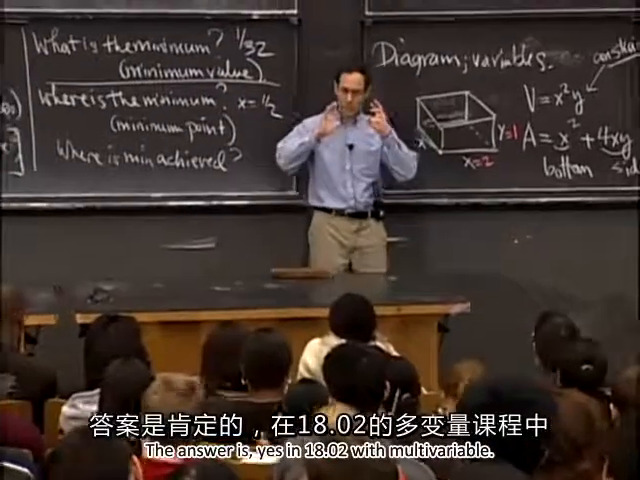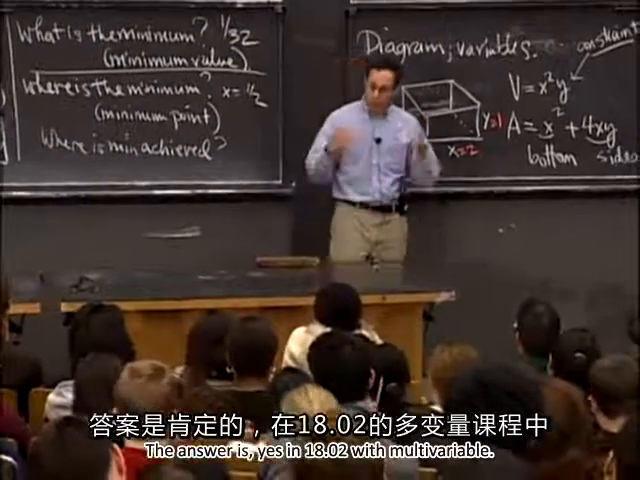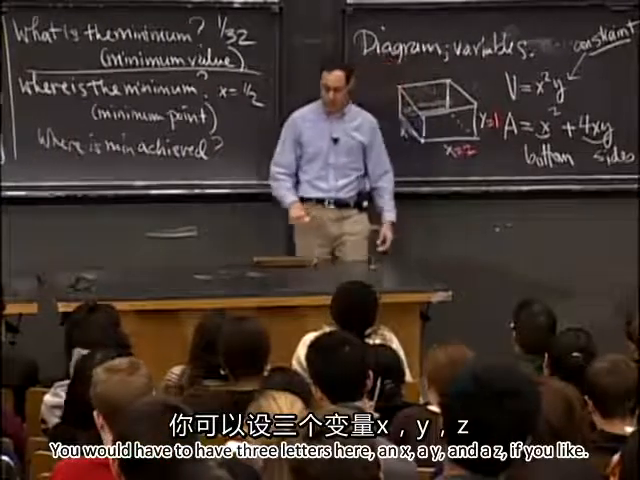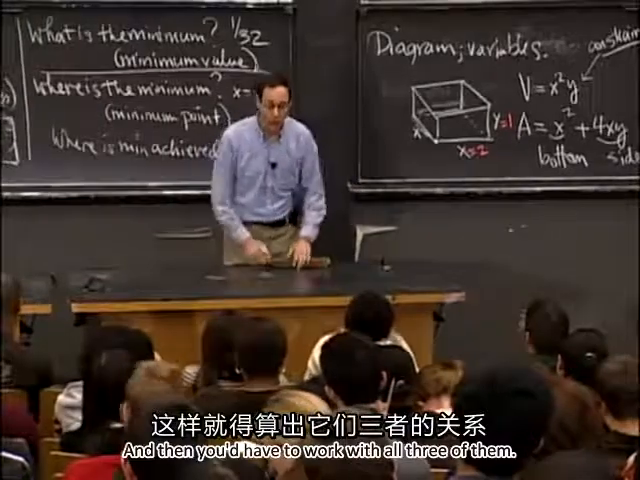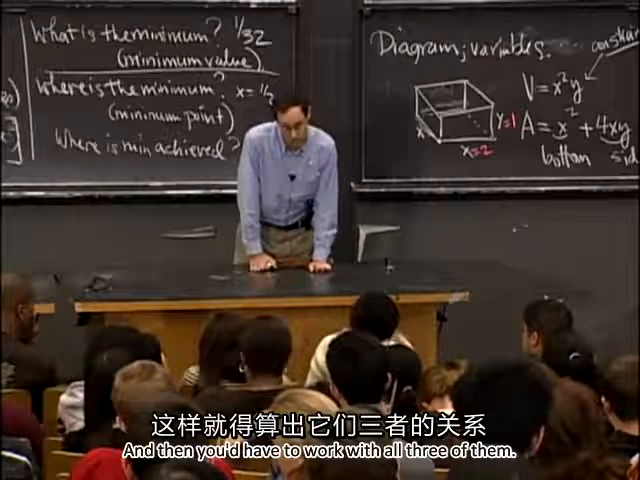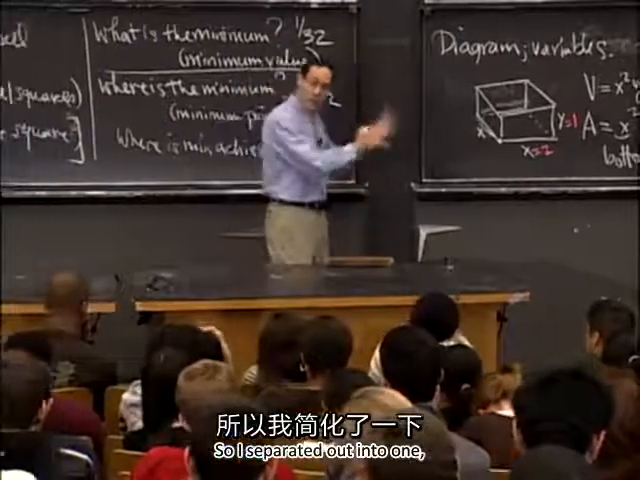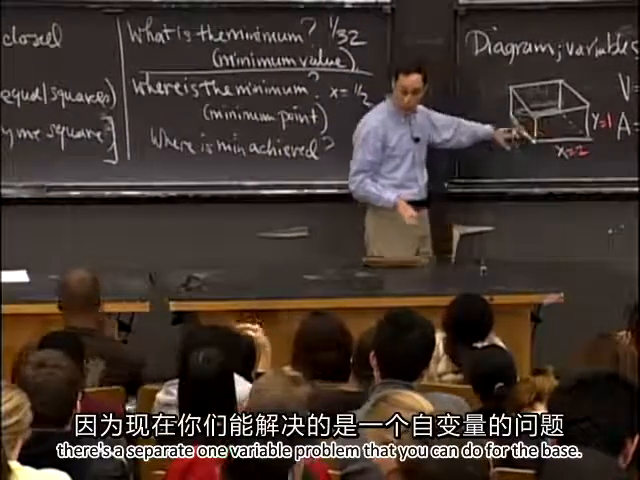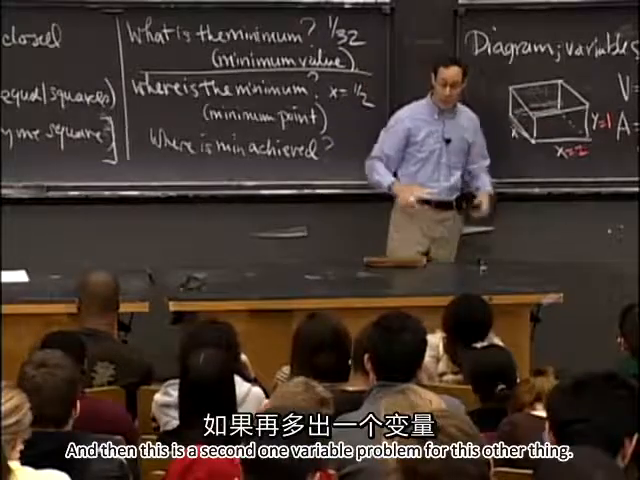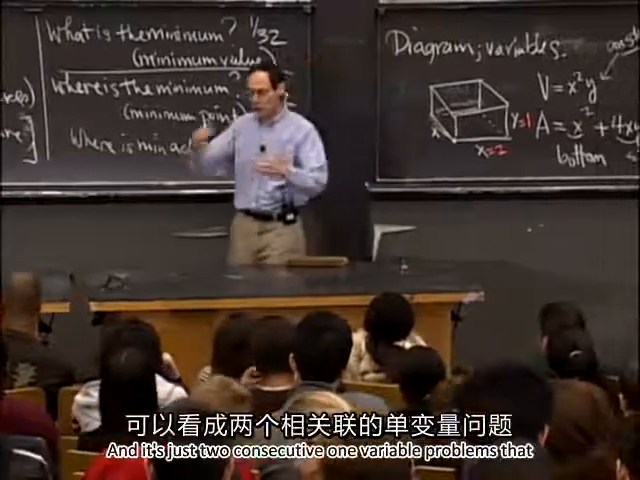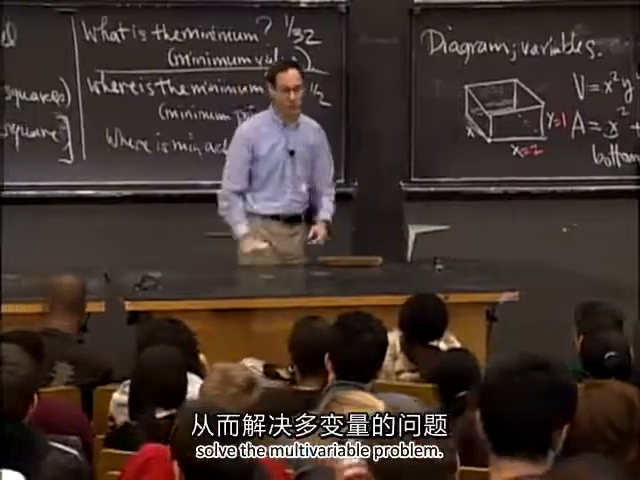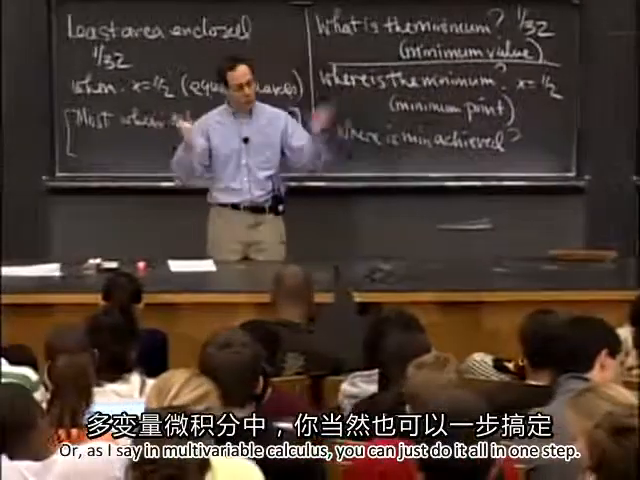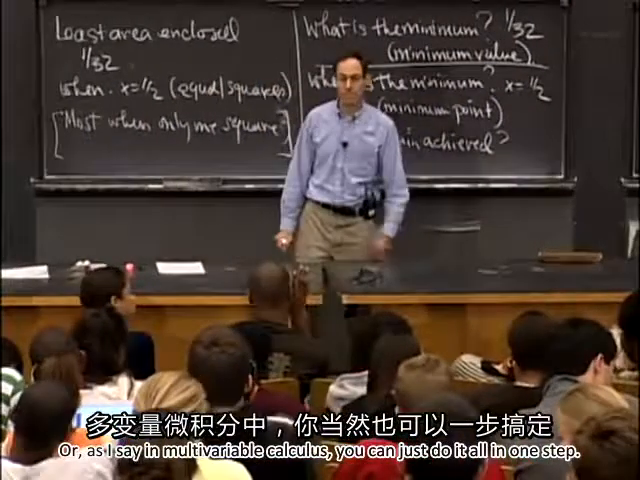The answer is yes in 18.02 with multivariable. You would have to have 3 letters here, an x, a y, and a z, if you like. And then you'd have to work with all 3 of them. All right? So I separated it out into one. There's a separate one variable problem that you can do for the base. And then this is a second one variable problem for this other thing. And it's just 2 consecutive one variable problems that solve the multivariable problem. Or, as I say, in multivariable calculus, you can just do it all in one step. All right? Yeah?